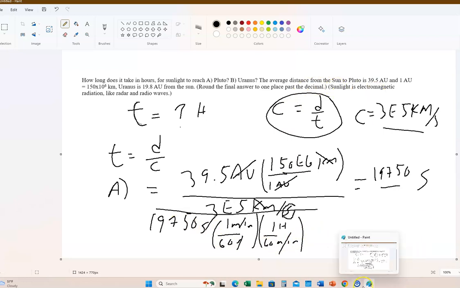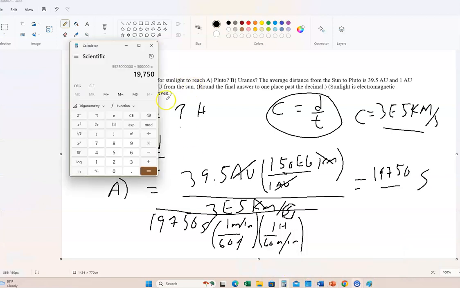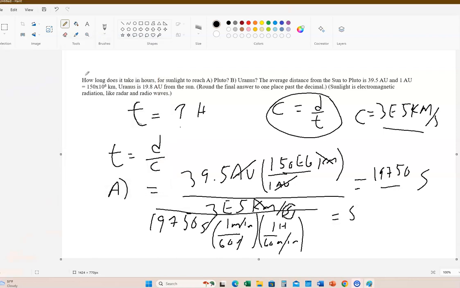And you'll see why we did it in hours. It makes more sense. All right, so then we divide by 60, and well, it's really 60 squared. Divide by 60 squared. All right, and that is going to equal. I think it says to round the final answer to one place past the decimal. So the answer would be 5.5 hours. That's the answer to A. It'd be 5.5 hours.